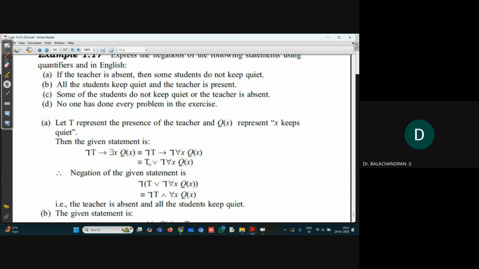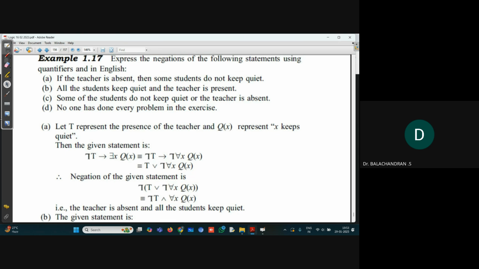So now I found the negation of this statement itself, because these two are equivalent. So negation of T or negation of for every x Q of x. If we apply De Morgan's law, we get negation T and, the negation gets cancelled, for every x Q of x. Next B: all students keep quiet and the teacher is present.